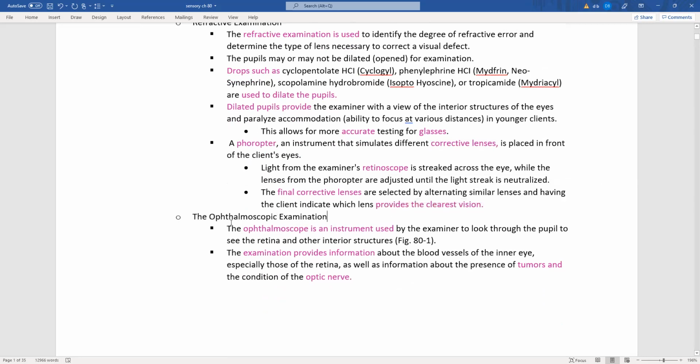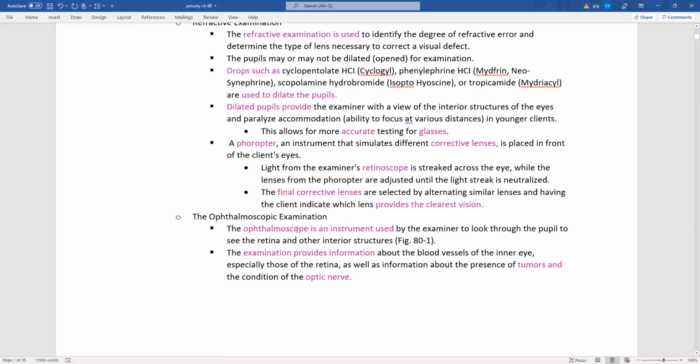So, the ophthalmoscope examination. The ophthalmoscope is an instrument used by the examiner to look through the pupil to see the retina and other interior structures. The examination provides information about the blood vessels of the inner eye, especially those of the retina, as well as information about the presence of tumors and the condition of the optic nerve. So that's the whole reason we do an ophthalmoscopic examination.